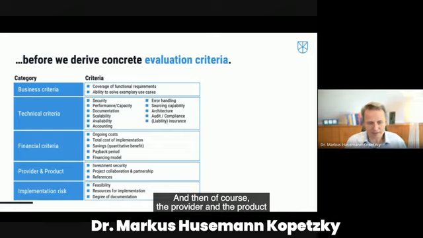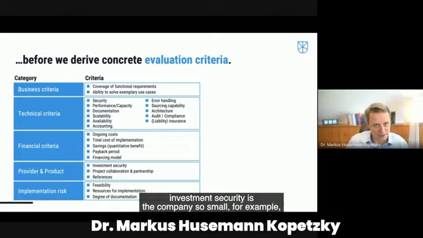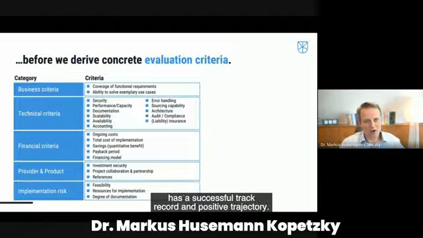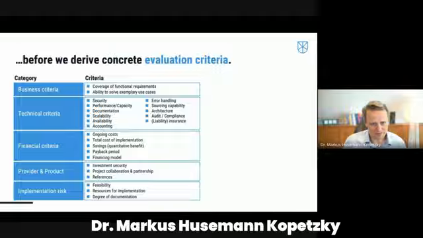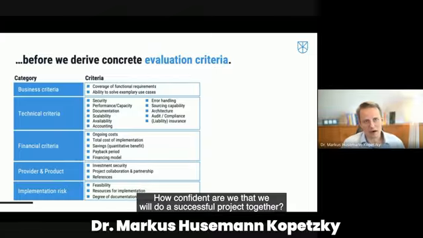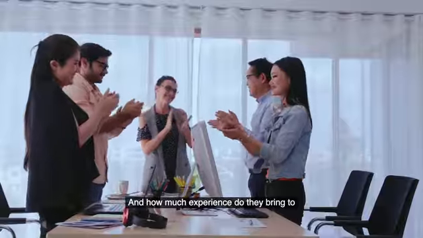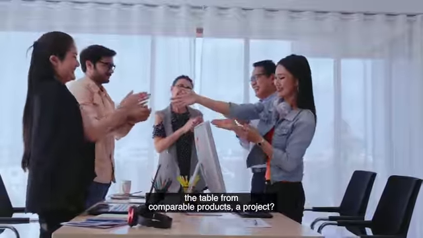Then, of course, the provider and the product. Investment security: is the company so small, for example, that we doubt that it will exist 5 years from now, or has it a successful track record and positive trajectory? How confident are we that we will do a successful project together? And how much experience do they bring to the table from comparable projects?